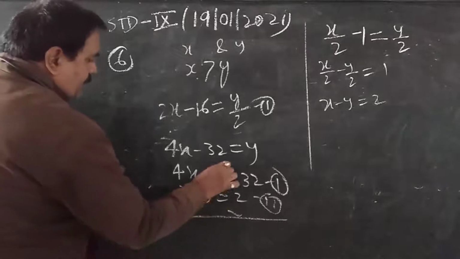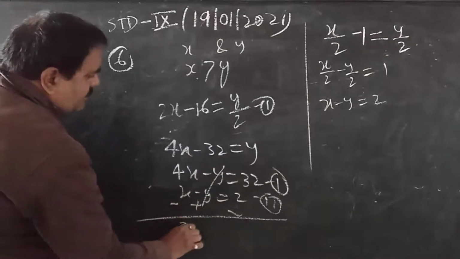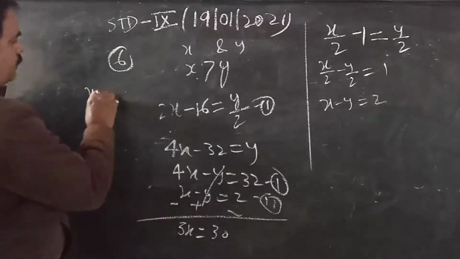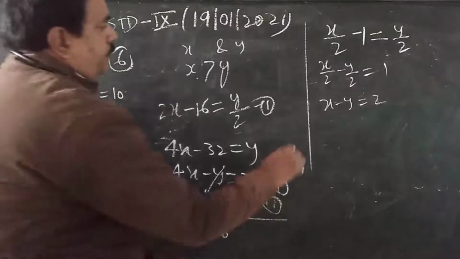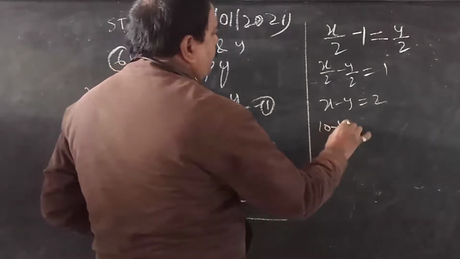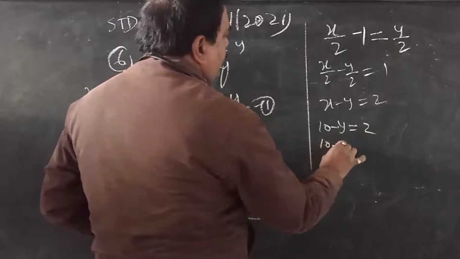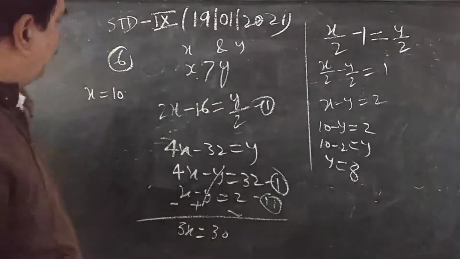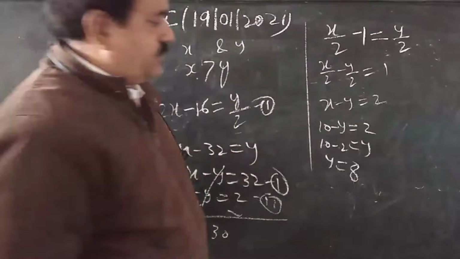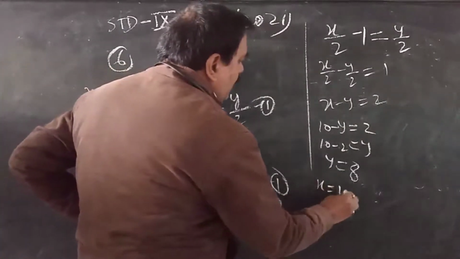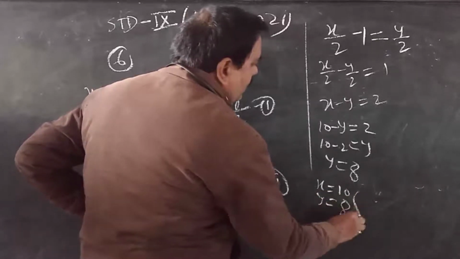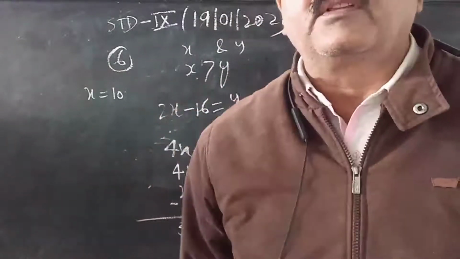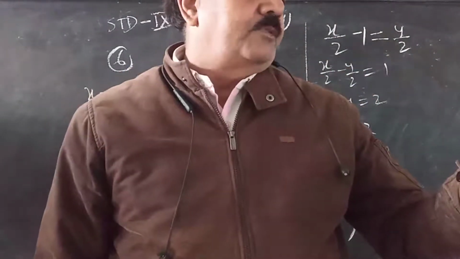Solve it. Subtract it. y will cancel. So 3x is equal to 30. So x is equal to 10. Now to get y, 10 minus y equals 2. What do we get? 10 minus 2 is equal to y. So y is equal to 8. So the two numbers: x is 10 and y is 8. This is our answer. So like this you have to solve the questions.